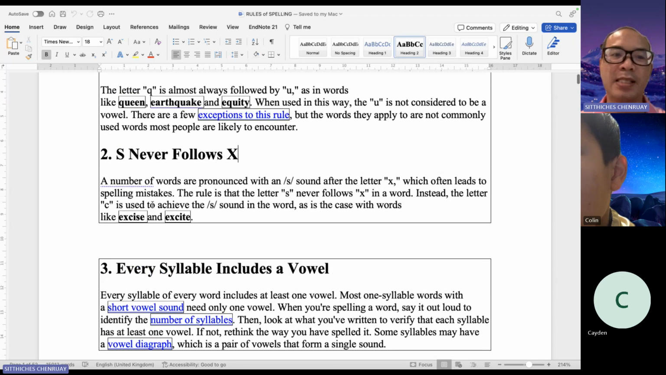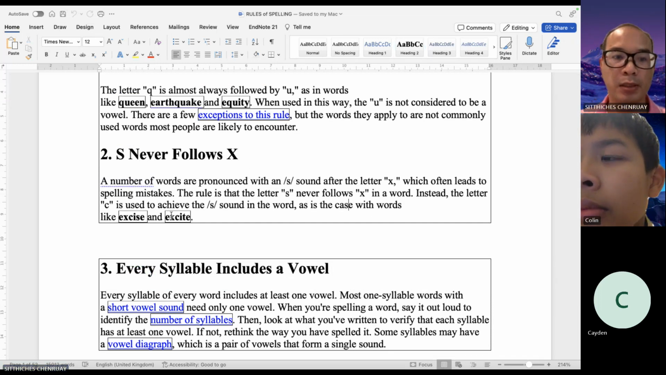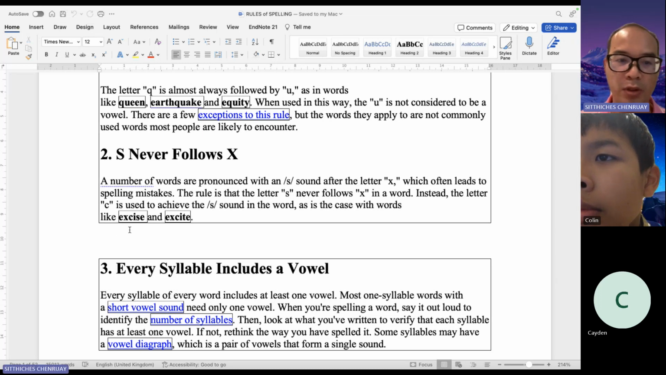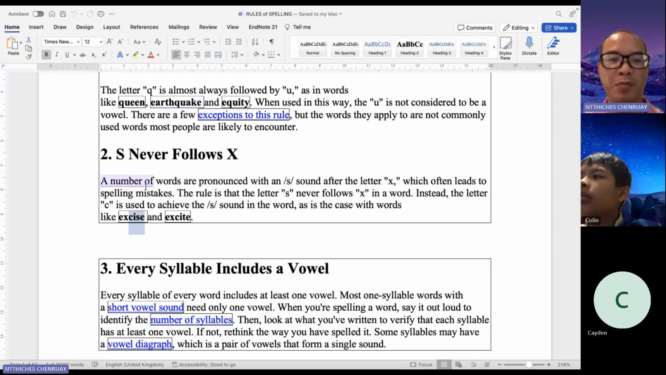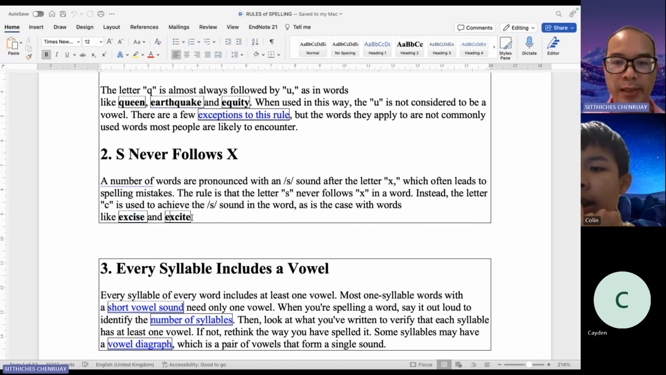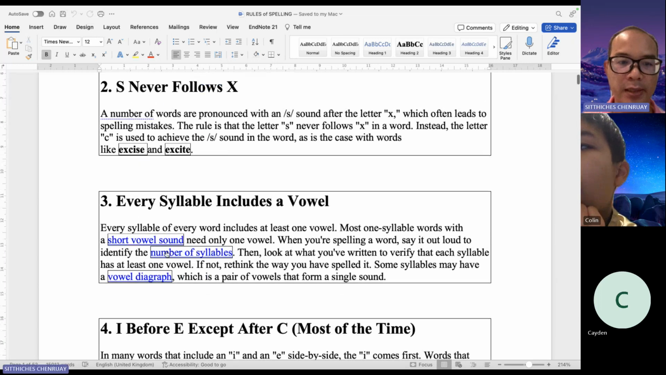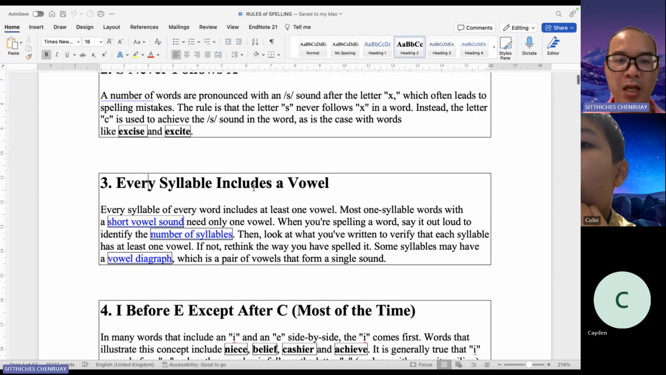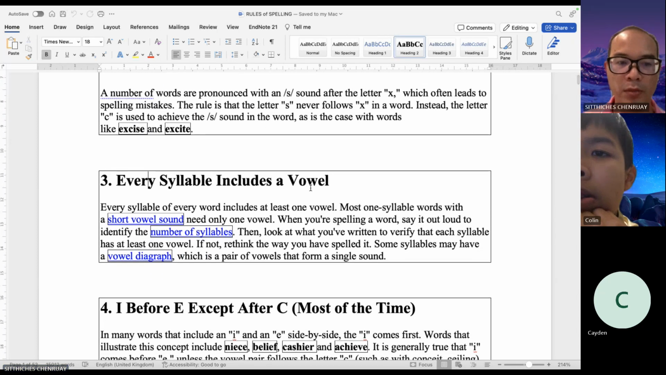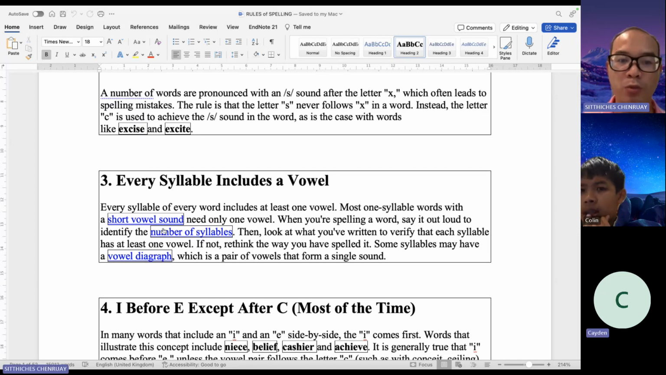Okay, then the next. S never follows X. For example, there's no example. X, when it becomes X first and then it becomes C, like excise and excite. Okay. See this one. And then every syllable includes a vowel. Every syllable includes a vowel, and sometimes a short vowel.